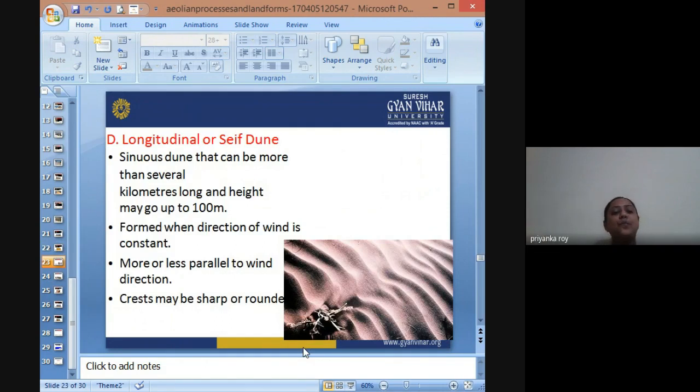Okay, now longitudinal or shift dunes are basically running when the wind is running parallel to the surface. This is what the pattern looks like. All right.